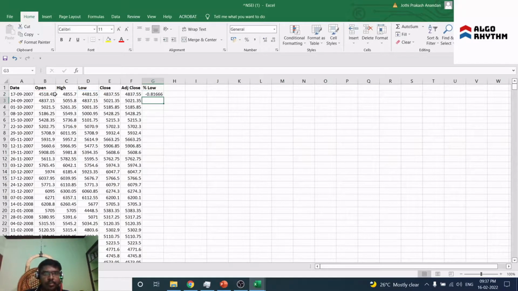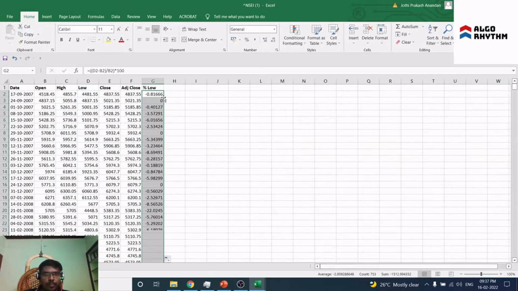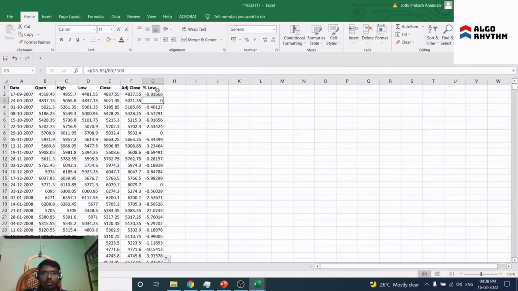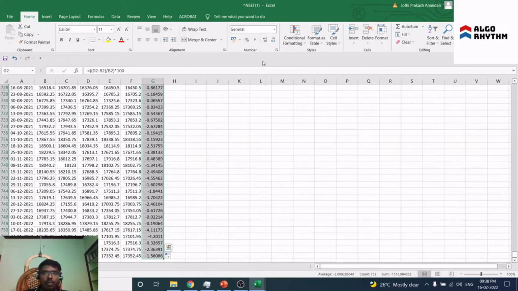It's just to get the percentage, and you will be seeing 0 over here because we are not taking any kind of positive value here, because obviously low is going to be less than open, and if it is not, it is going to be 0. So whatever values you will be seeing over here will be negative or 0.